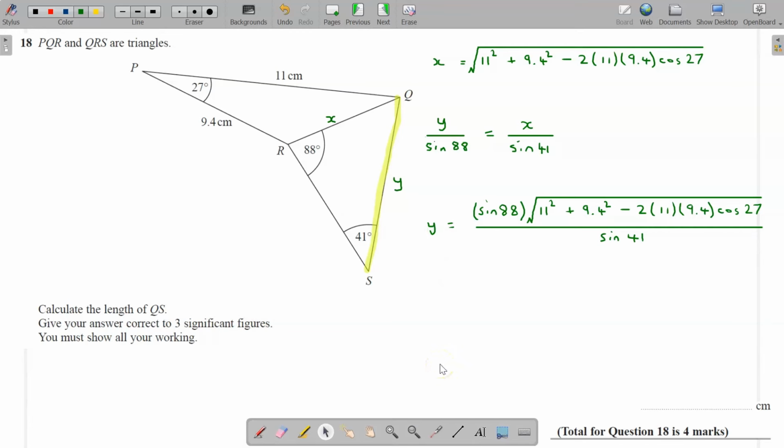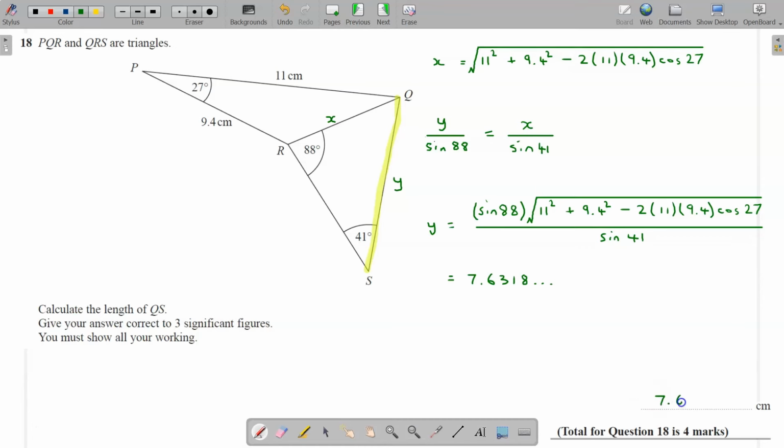So put that into the calculator, make sure the calculator's in degrees, and it gives you the length of y, and it comes to on the calculator 7.6318, and so on. Just show it to a few decimal places and then give your answer as requested to 3 significant figures, which of course is 7.63.